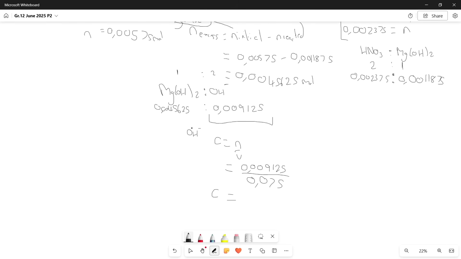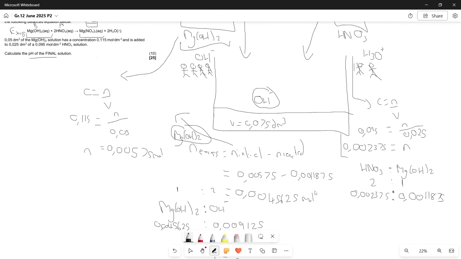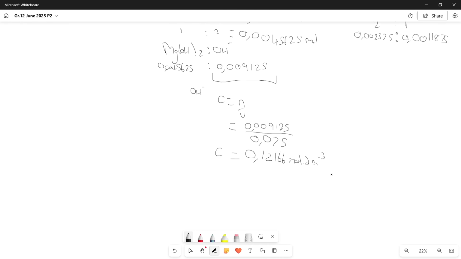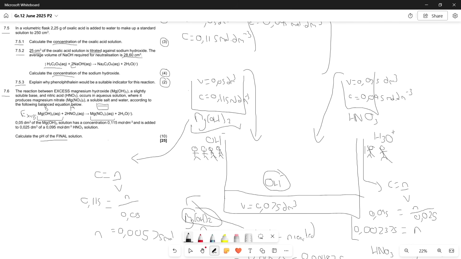And for the concentration of our hydroxide ions left over, we have 0,12166 mol.dm to the -3. At this stage, we have earned 6 marks. We are 4 marks away from our answer, but now we have the concentration of our OH- ions specifically in this beaker at the end, because this excess magnesium hydroxide is what is remaining. We've run out of our HNO3 and we only have our Mg(OH)2 in there that is broken off, and we have our OH- ions that could not be neutralized because there were no other H3O pluses to neutralize them.